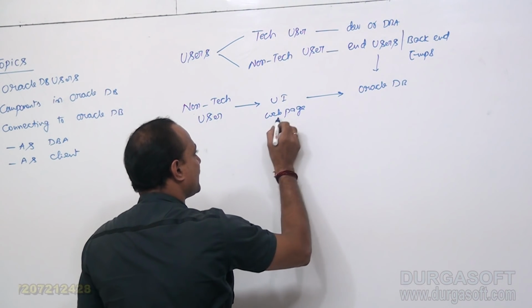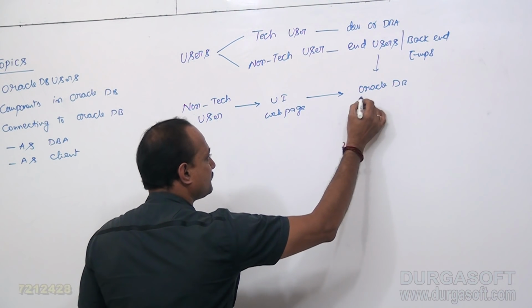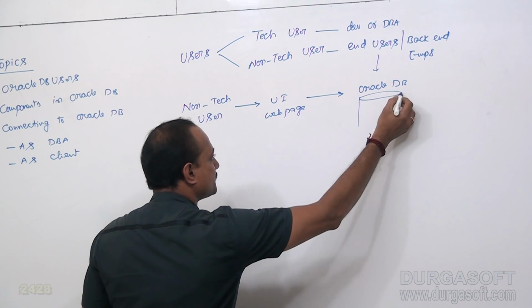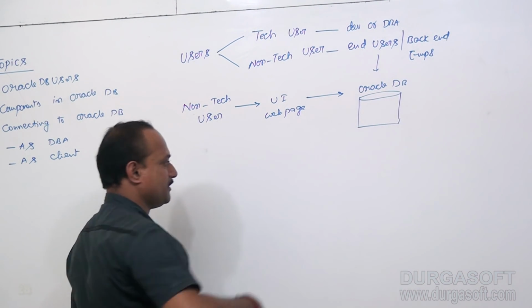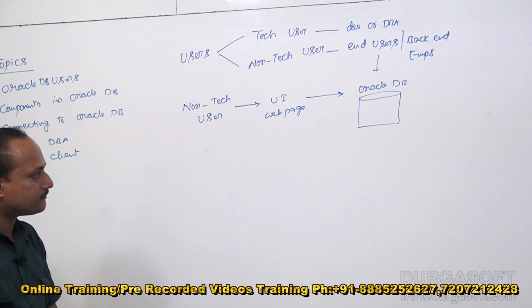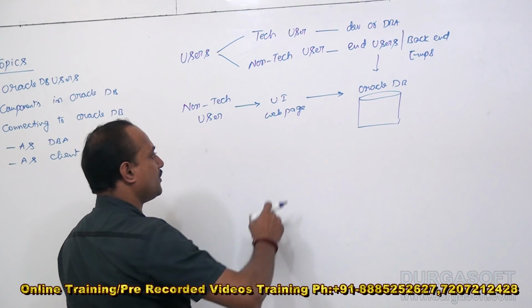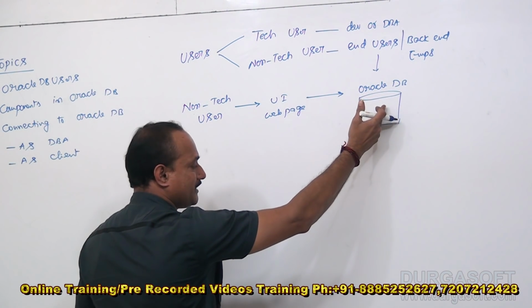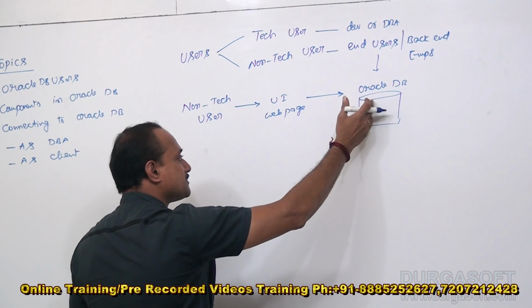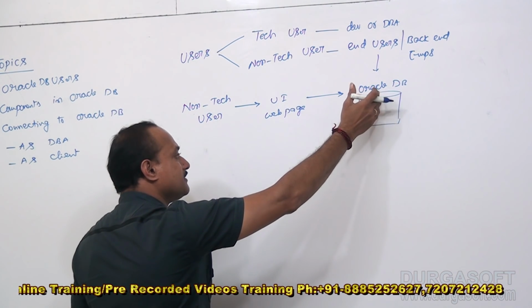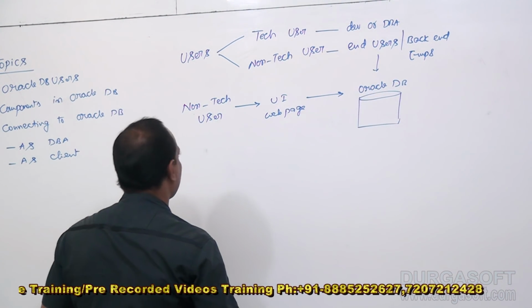So he is just interacting with the UI. Then from the UI the request will be sent to the backend database. Either data will be fetched from the backend database, or data is entered into the database, or old data already within the database can be modified.